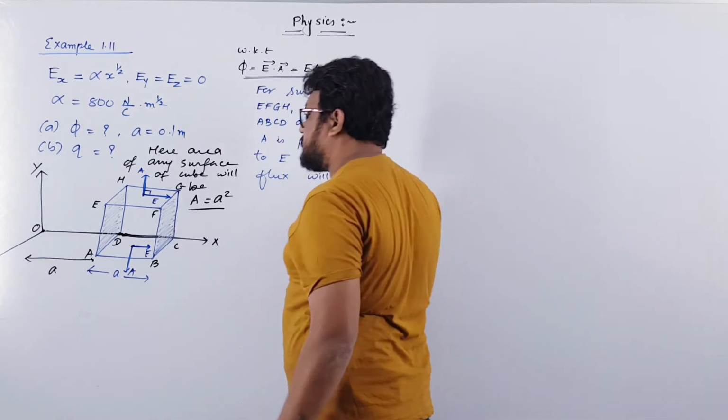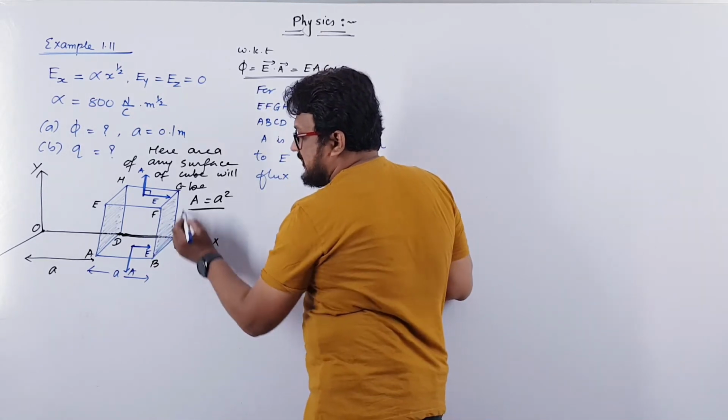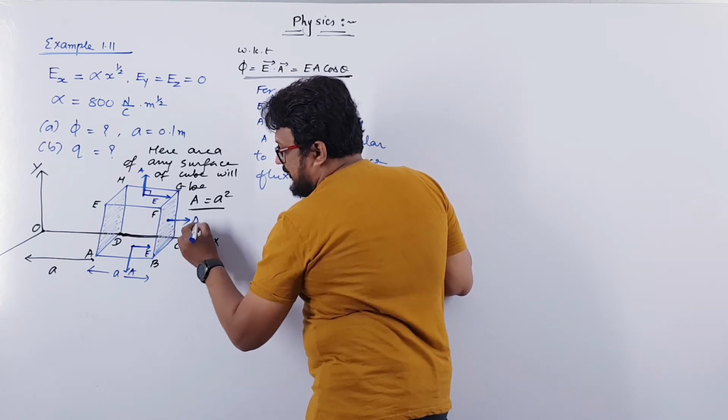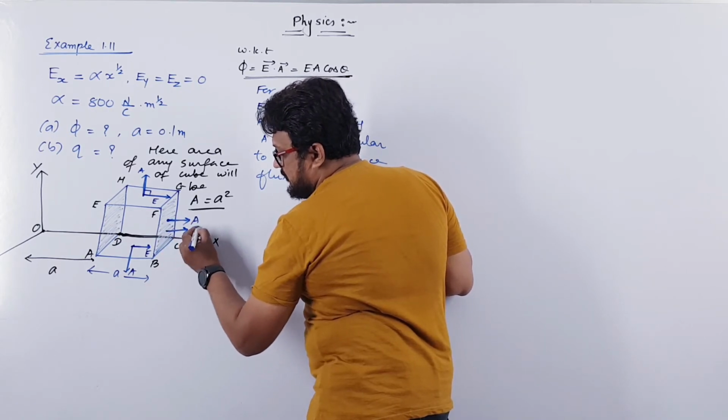Now for these two sides, for side B, C, G, F, area will be in this direction, right, and electric field is also in this direction.